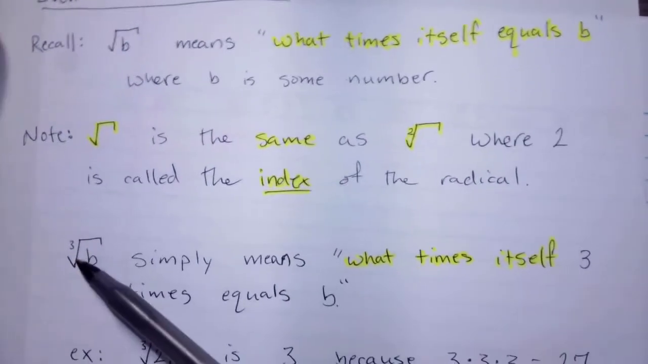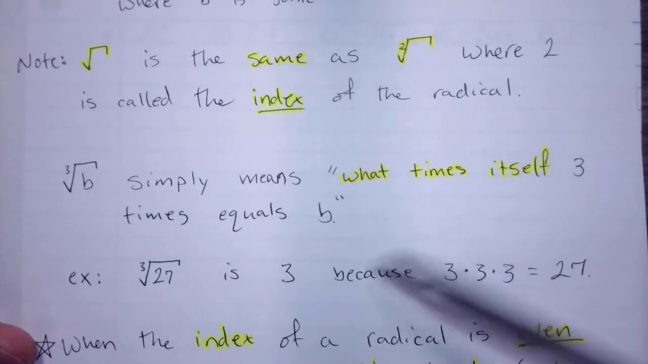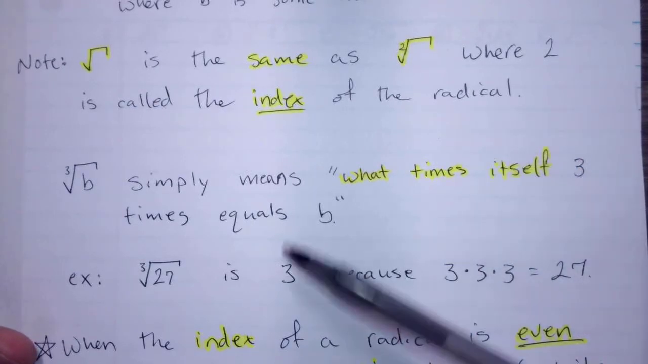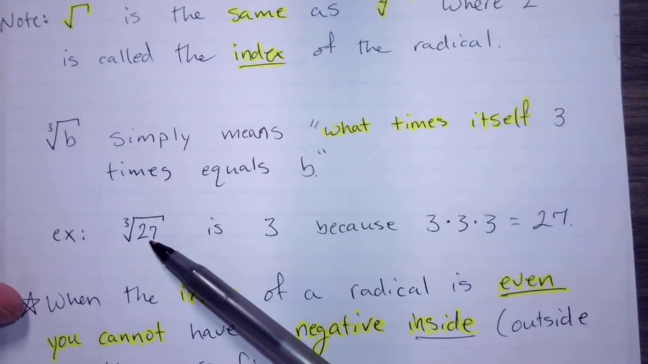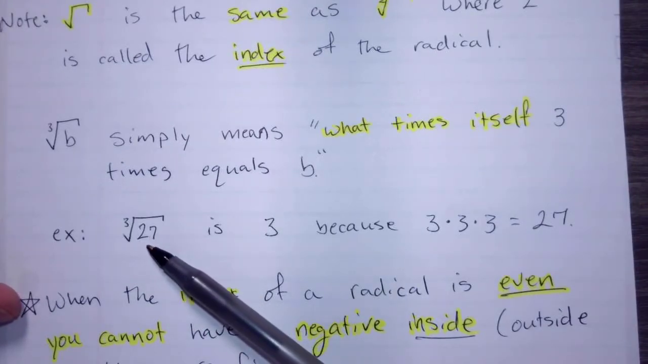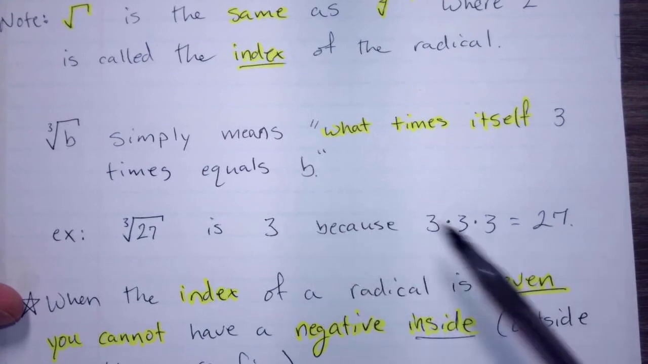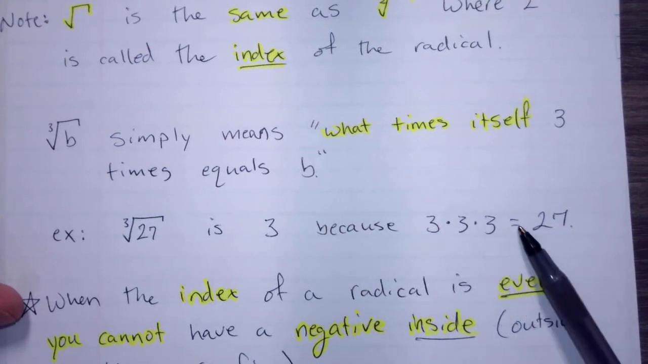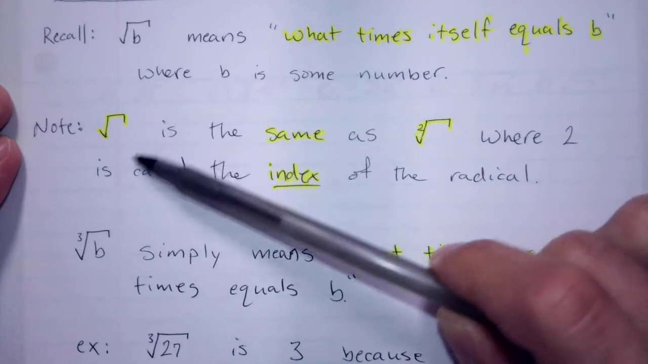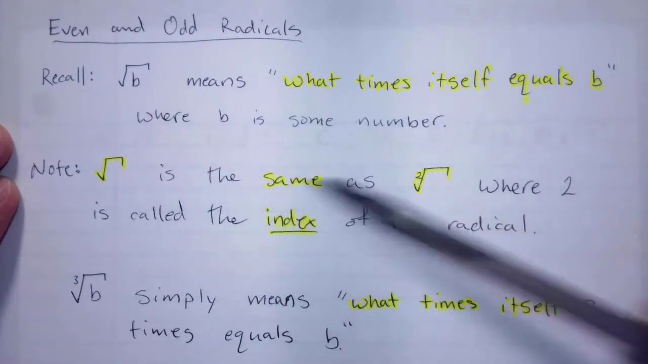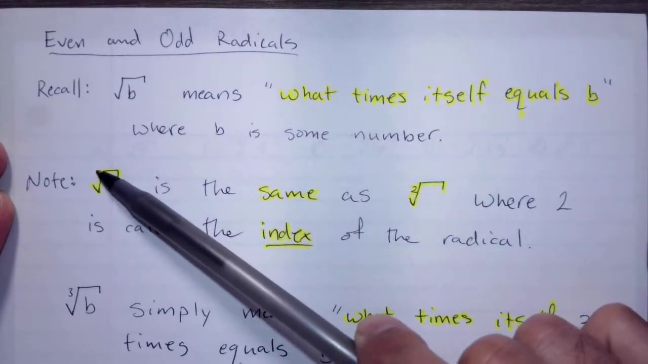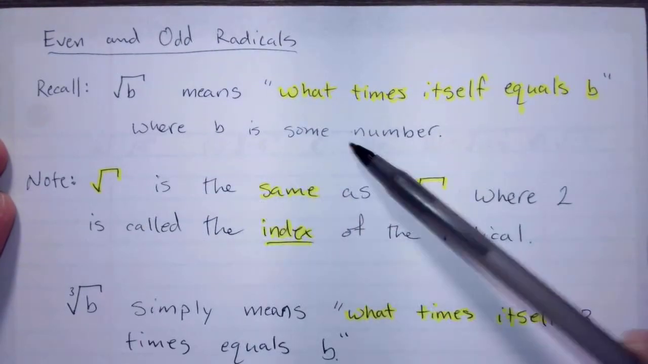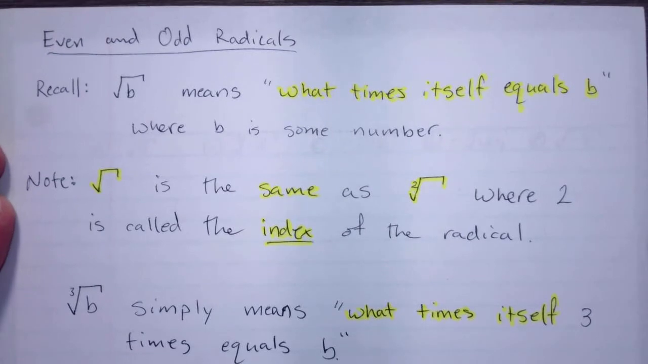The cube root, it's the same idea. It just means what times itself 3 times gives you the inside. So a small example here would be the cube root of 27 is 3 because 3 times 3 times 3 is 27. Now you can't have negatives inside a square root or any even root for that matter. So if there's a 4 here, that means like what times what times what times what gives you the inside. You wouldn't be able to have a negative in that either.